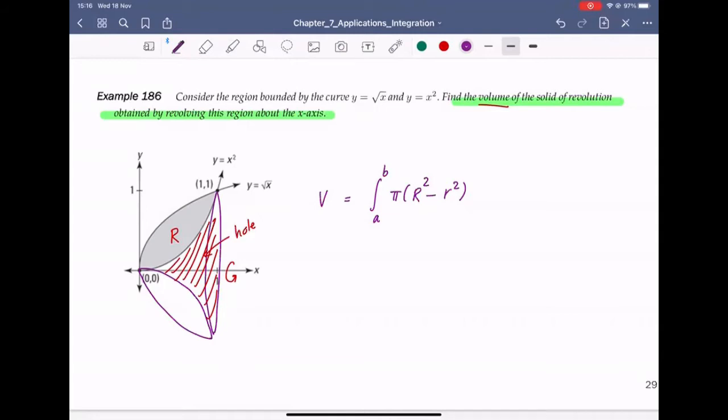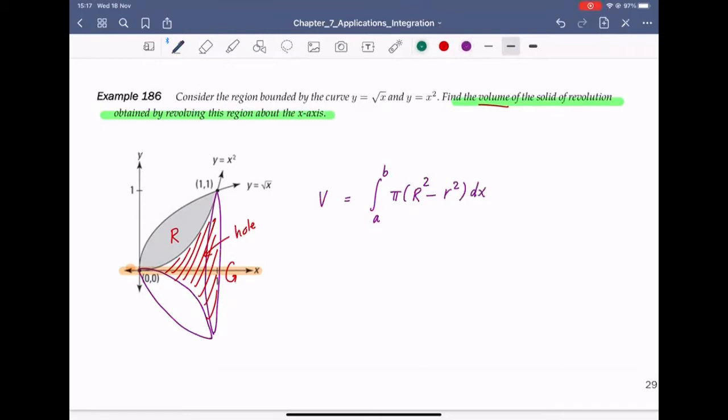For this example, you can see that my axis of rotation is the x-axis. I want to make it simple, so that means I'm going to just cut perpendicular to the x-axis. This is how I cut the region. And if I cut this region perpendicular to the axis, that means I use dx. Does it make sense? So I use dx.